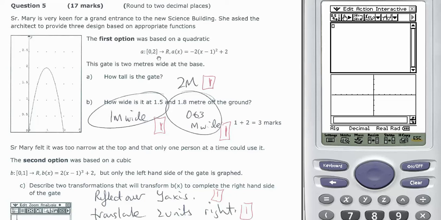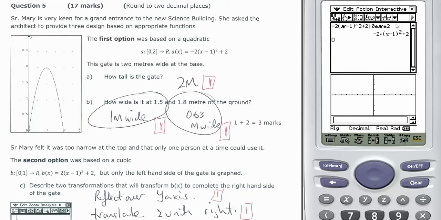It's a from 0 to 2, where a of x is this particular rule, and there's the drawing. How tall is the gate? Looks like 2 meters tall. How wide is it at 1.5 and 1.8 meters? Okay, so I might go over here and enter it.